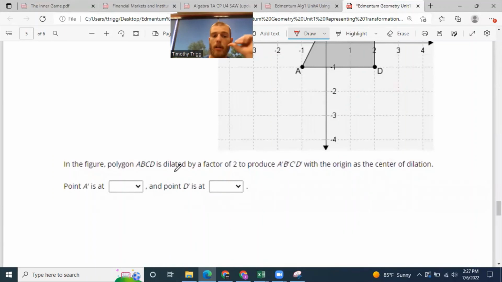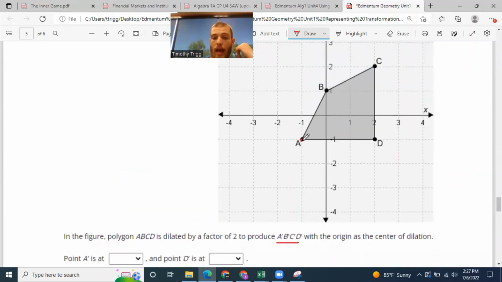In the figure, polygon ABCD is dilated by a factor of 2 to produce the image A prime, B prime, C prime, D prime, with the origin as the center of dilation. Point A prime is at, okay, so first of all, A is at -1, -1. So first thing we need to know is where's the position of A? So in our case, A is at -1, -1.